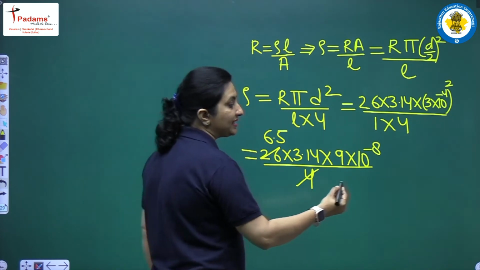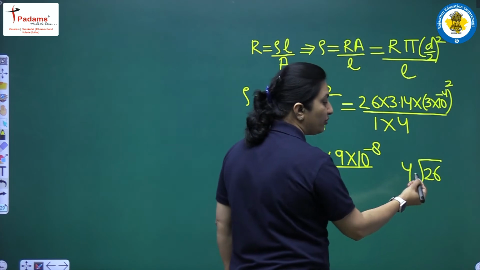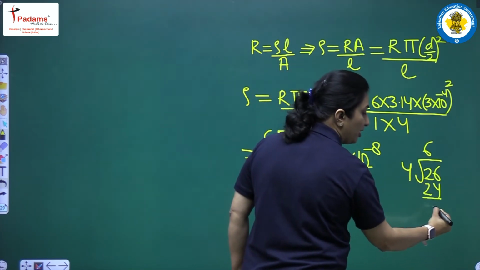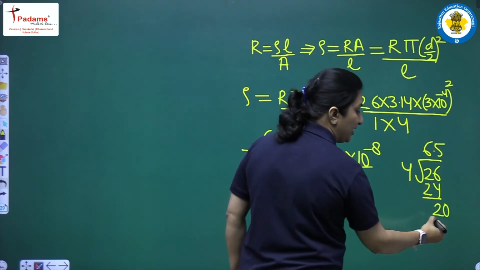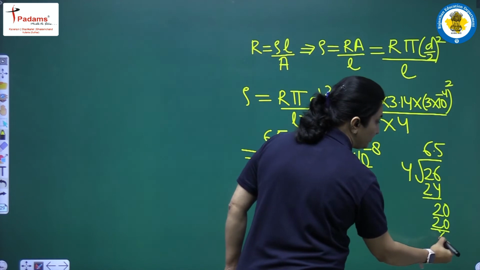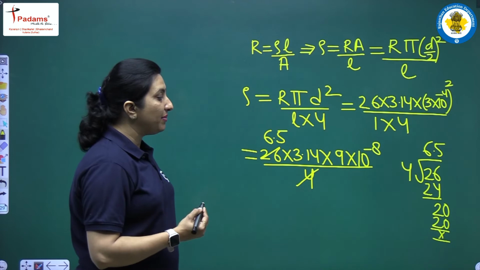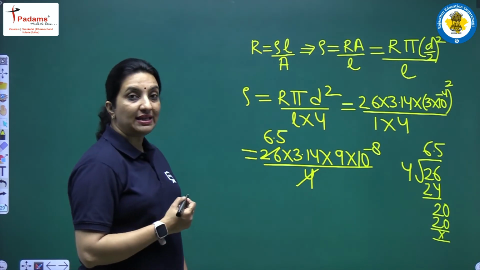बच्चों ये आप करके भी देख सकते हैं. 26 को यदि मैं 4 से डिवाइड करूं तो क्या होगा? 4 5 जा 20, 4 6 जा 24, 2 बचेगा, डेसिमल लगाएंगे 20 बन जाएगा, तो यहाँ पे 5 लेंगे तो 4 5 जा 20, तो 6.5 आ जाएगा. तो 6.5 मल्टीप्लाइड बाई 3.14 मल्टीप्लाइड बाई 9 इंटू 10 to the power minus 8.